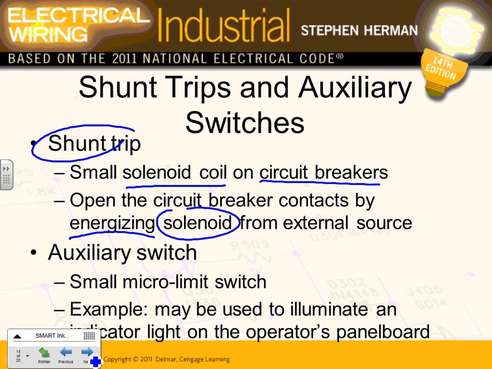They have a shunt trip on the circuit breaker. You order it with two wires coming out of it to control the circuit breaker. That's what a shunt trip is. Solenoid energized trips.